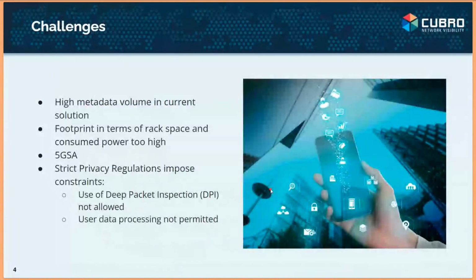Going on to the challenges, and this is where it gets, of course, interesting: the current solution that the customer had, because they already had something deployed, and this solution is what we replaced, generated a really high volume of metadata. And this, of course, in the end also generated high costs in terms of storing and processing all of this information. So this was the first point our solution needed to make better than the old one. Then also these days, rack space is something that is important, and this we could reduce, and also the consumed power, we could reduce compared to the old one.